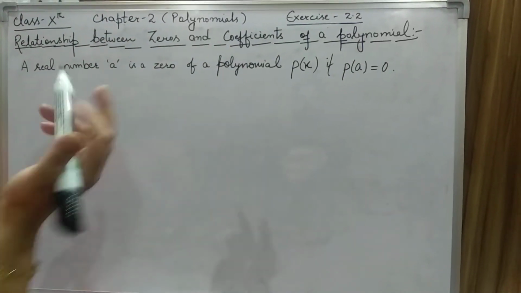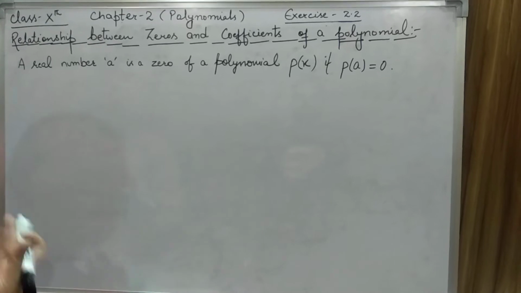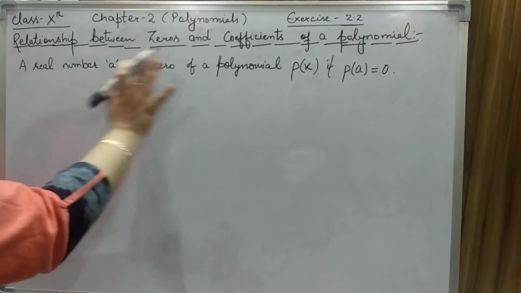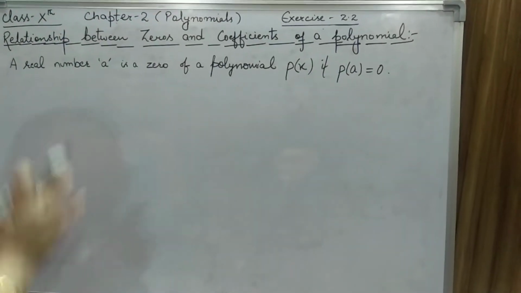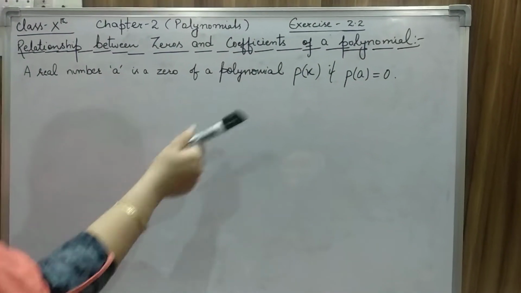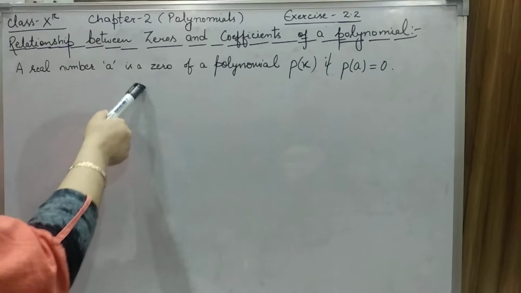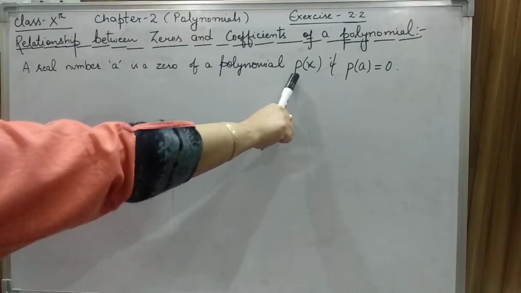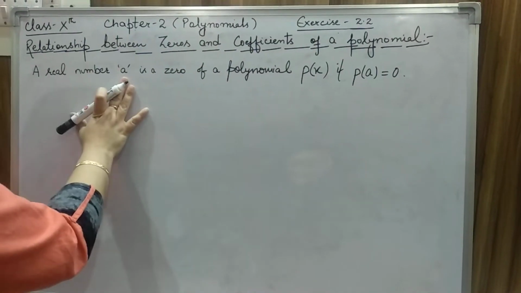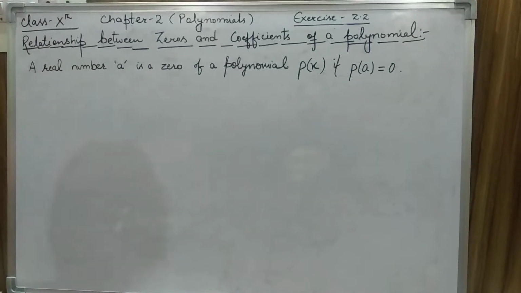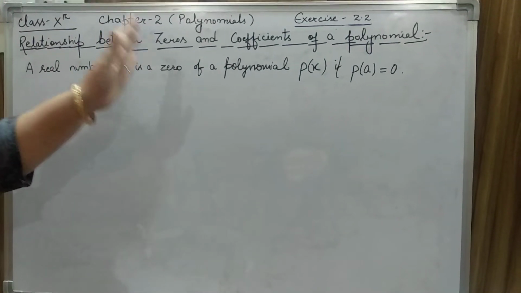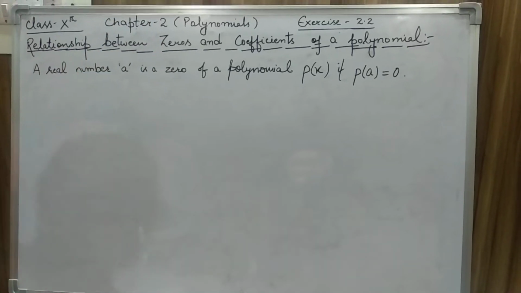Now first of all, as you know, what are zeros of the polynomial? A real number a is a zero of the polynomial p(x) if p(a) is equal to 0. It means if a polynomial is there and we put that value in the polynomial and we get 0, then a is called the zero of the polynomial. Now in this video you will see the relationship between zeros and the coefficients of a polynomial.